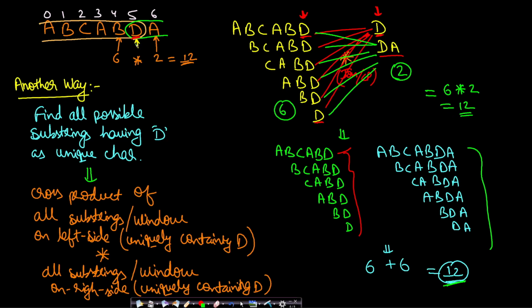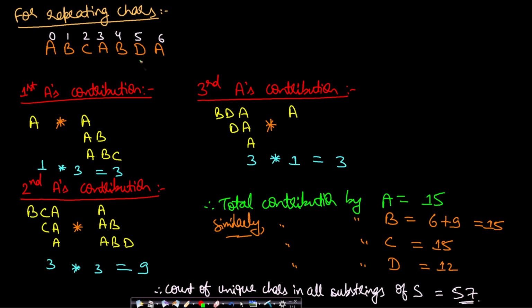And so we can write it as the left window size multiplied by the right window size, which will be equal to 12, right? So finding all possible substrings having D as the unique character is nothing but the cross product of all the substrings or the window on the left side, which uniquely contains D, multiplied by all the substrings or window on the right side, which is uniquely containing D. Now D was unique, so we had taken the entire string and divided it into two parts at this point D, right? Now how to calculate for the repeating characters?